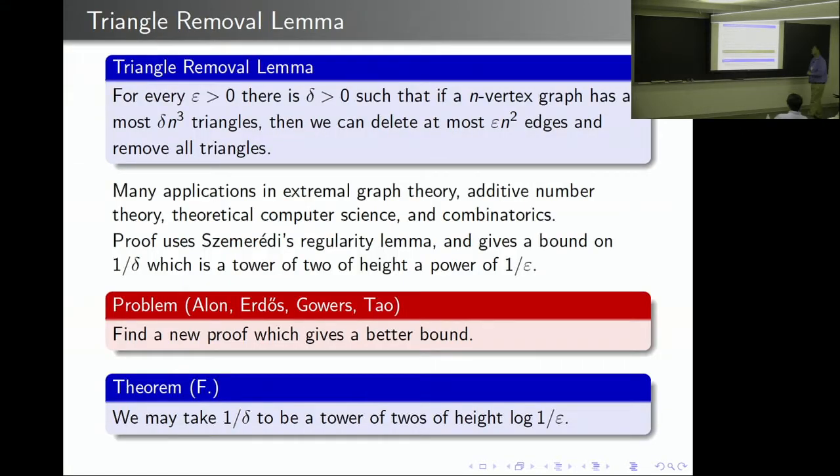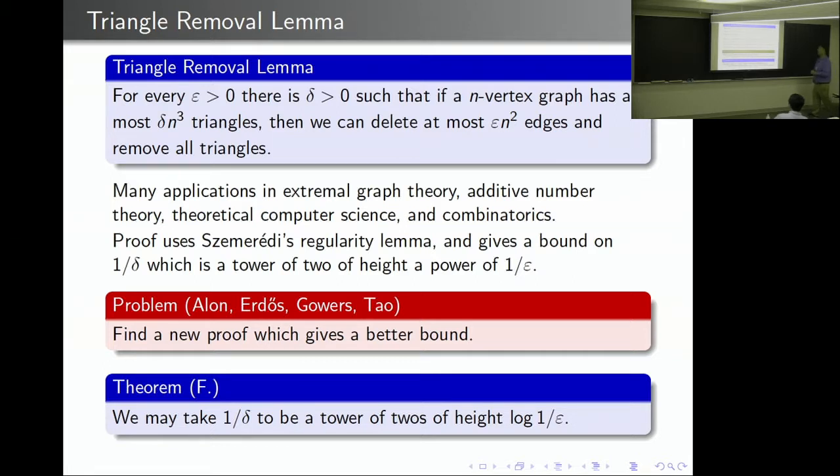So one application that's been a fruitful direction, and itself has many applications, of the regularity lemma is the triangle removal lemma. So for every epsilon greater than 0, there's a delta greater than 0 such that if an n-vertex graph has few triangles, so at most delta n cubed triangles, so a graph on n vertices can have up to n choose 3 triangles, then you can delete a small number of edges and remove all the triangles. So you remove at most epsilon n squared edges and remove all the triangles. And it has many applications in extremal graph theory, additive combinatorics, theoretical computer science, and combinatorics.